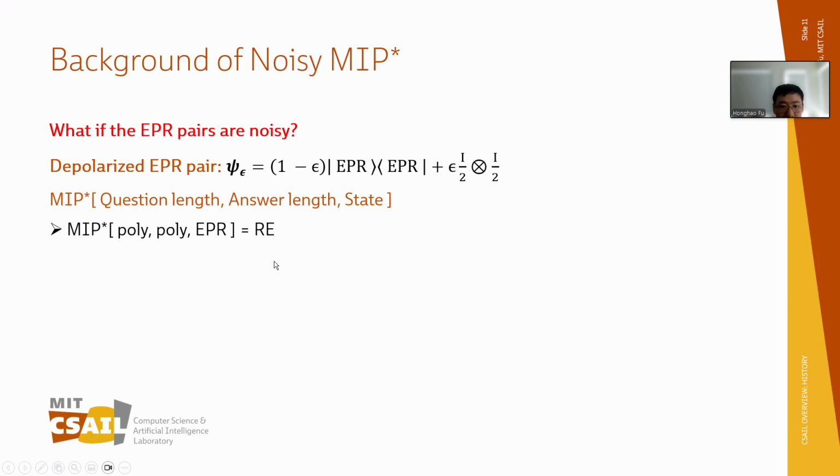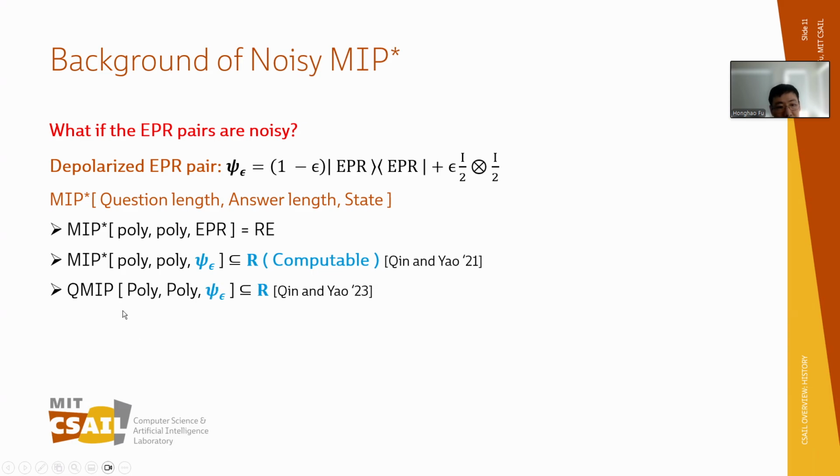My co-authors Minglong and Peng Hui are the first to consider the effect of noise on MIP*. In 2021, they showed that if the EPR pair is subject to depolarizing noise, then this complexity class is contained in R, which is a strict subset of RE, the set of all the computable languages. They basically use some Fourier analysis techniques, and we are going to use some of their techniques too today. They also proved that even for QMIP, when you have depolarized EPR pairs, it's also contained in the computable class.